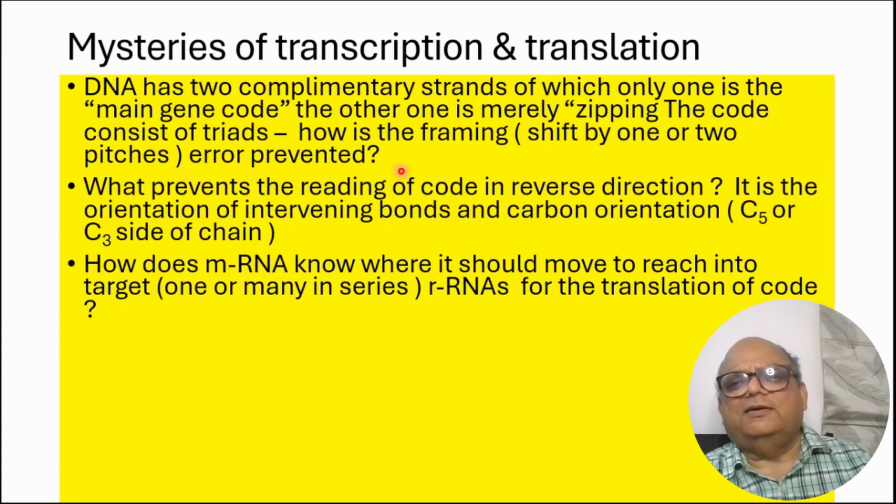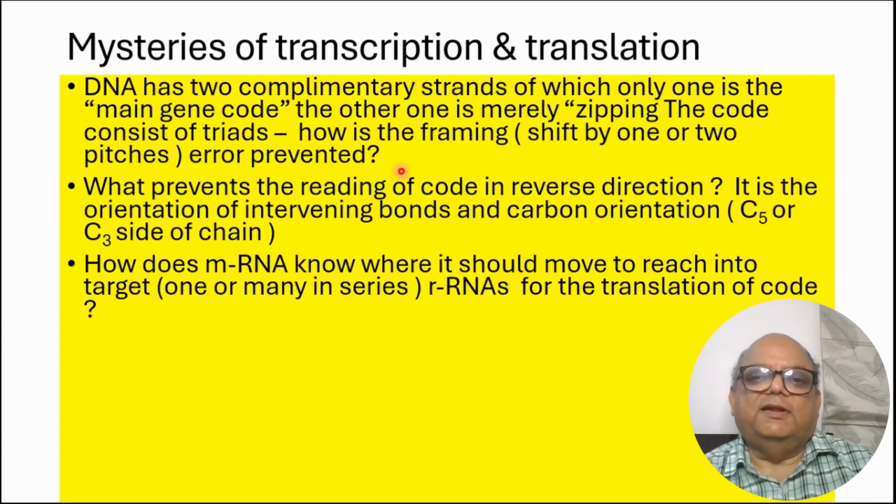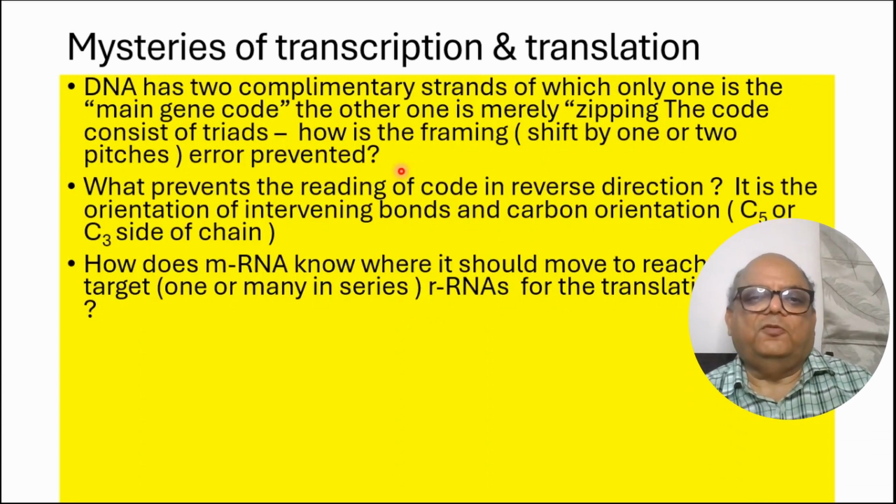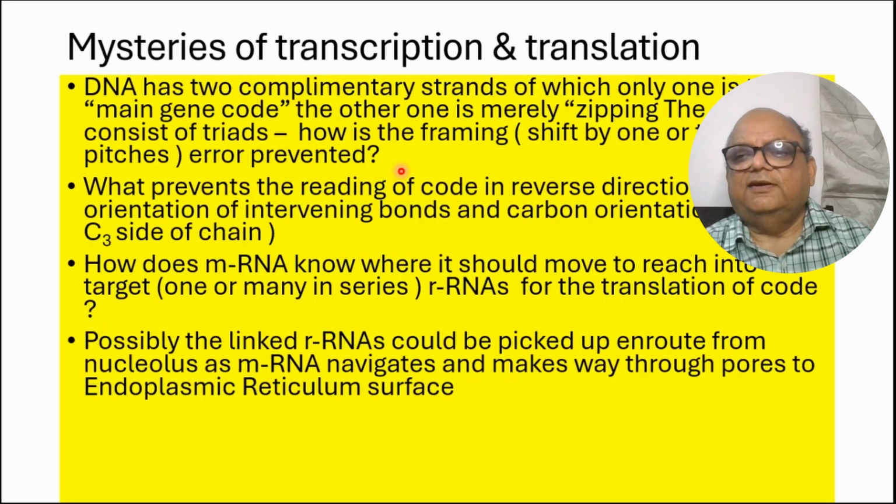Okay, so that makes sense. But otherwise, how would a long chain molecule like mRNA, its end, find and locate an rRNA and get aligned with it and enter into that? It doesn't look like a very interesting possibility from an engineering sense. What is more likely is that probably it carries its own rRNA. So possibly the linked rRNA could be picked up en route from the nucleolus as mRNA navigates and makes its way through pores to the endoplasmic reticulum surface.